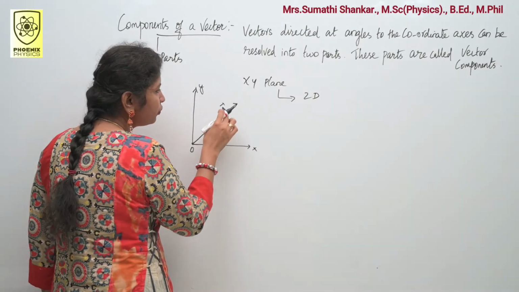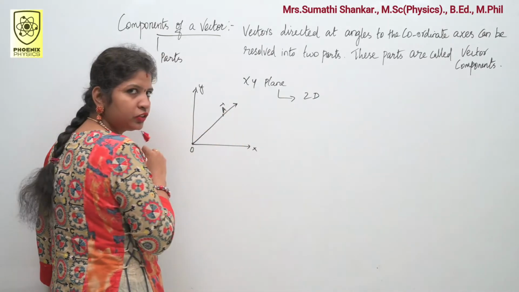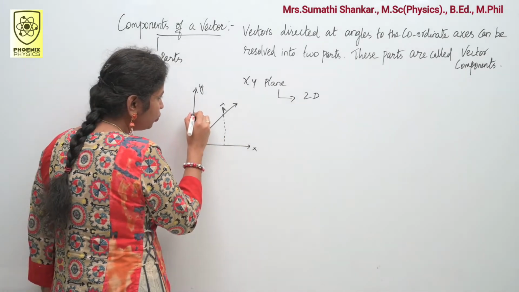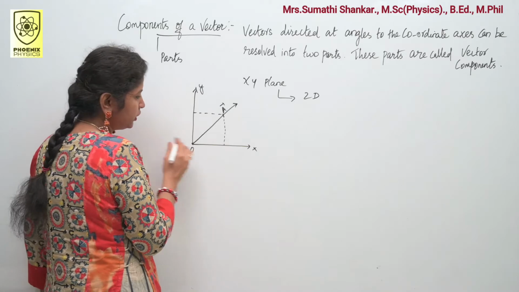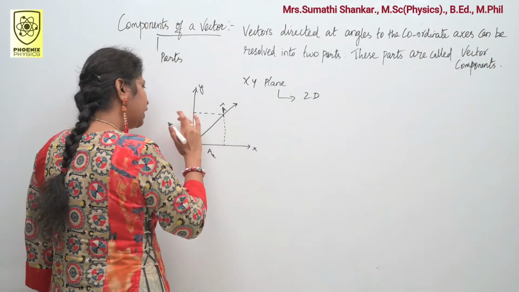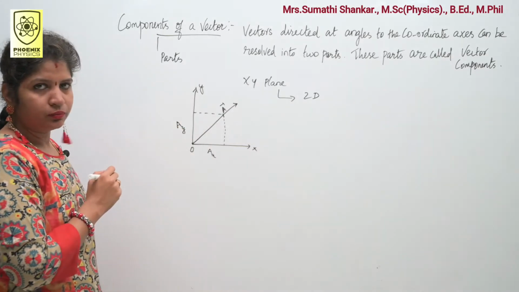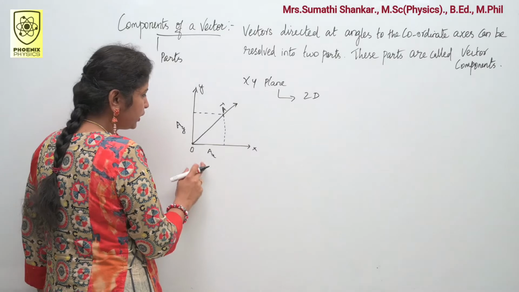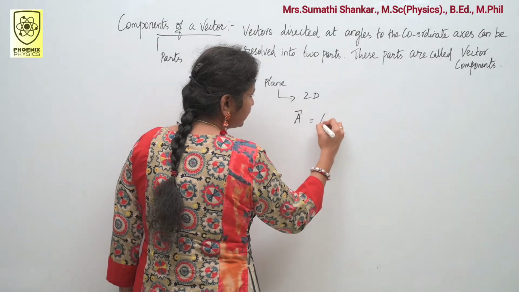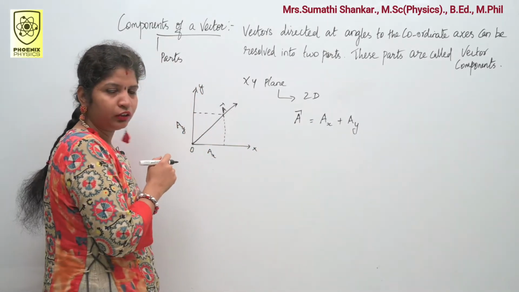Now, how do you find the position? Suppose the object is in this position, you draw one perpendicular line to the x axis and one perpendicular line to the y axis. So this will give the magnitude in the x direction and this portion will give the magnitude in the y direction, right? Say that magnitude is Ax, and here the magnitude is Ay. A can be written as Ax plus Ay. If you add Ax and Ay, you get the A value.